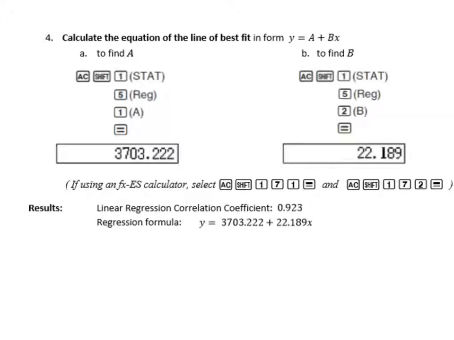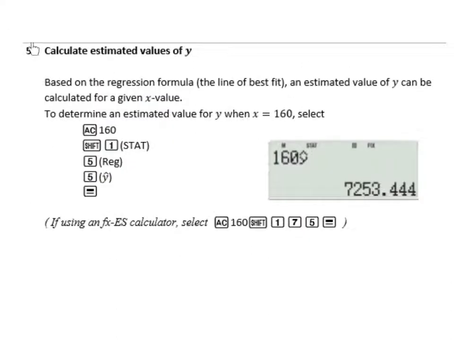This is our slope. If using an FX ES calculator, then to find A, we press AC Shift 1 7 1 and equals, and this again should show up. And to find B, we press AC Shift 1 7 2 and equals, and this should show up. So our results are as follows. The linear regression correlation coefficient is 0.923, and the regression formula, or the equation of the line of best fit, is y equals 3,703.22 plus 22.189x.